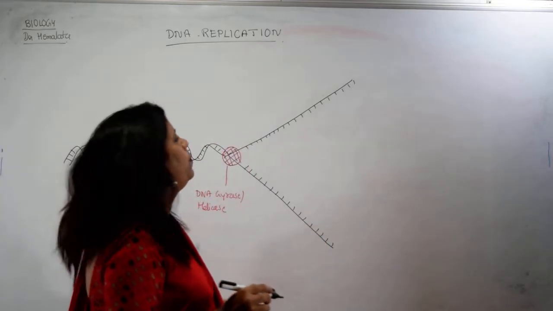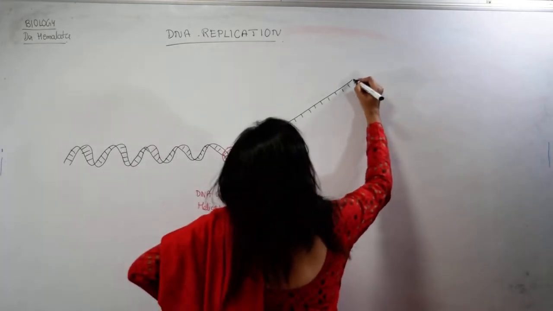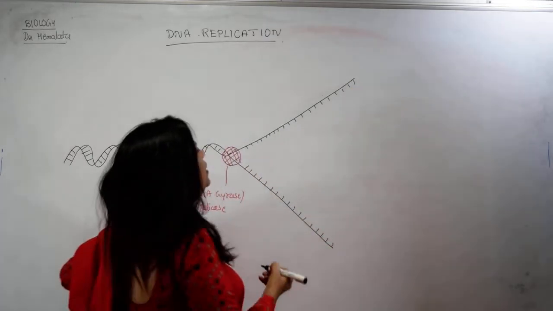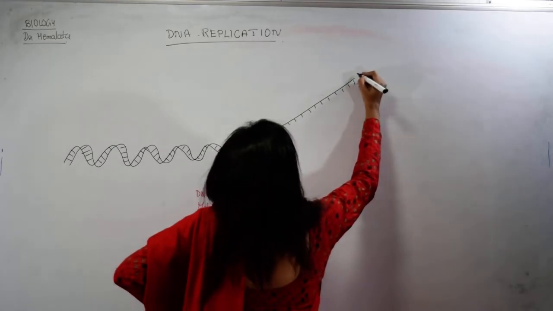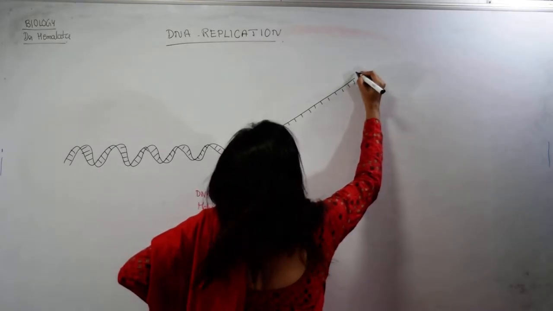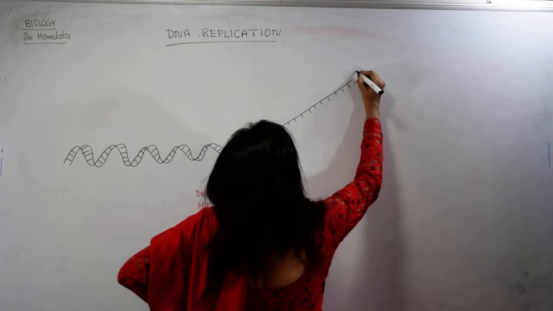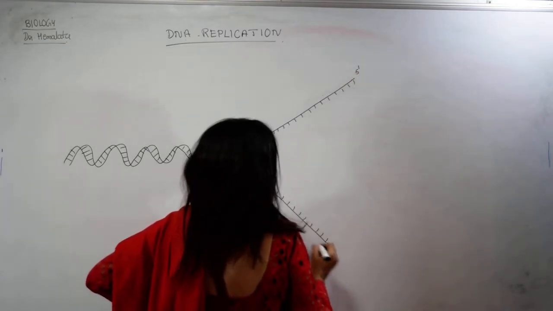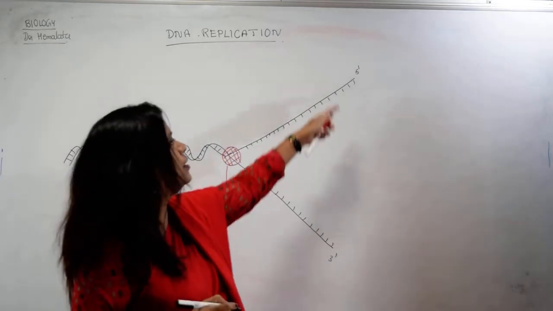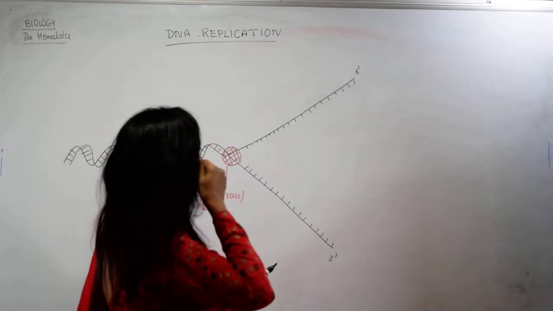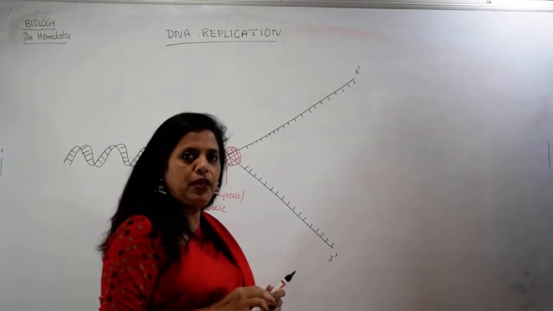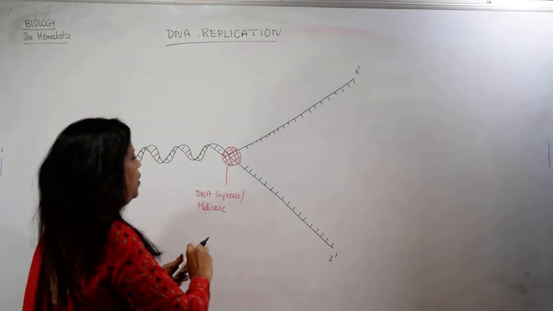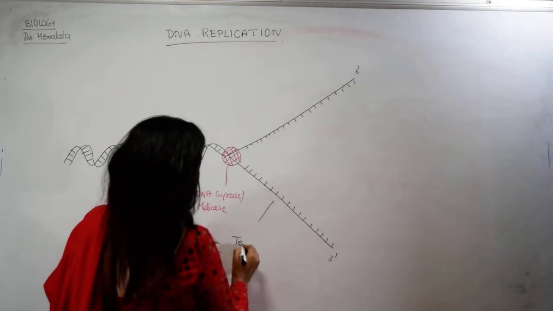Okay, now one strand opens at the 5 prime to 3 prime end and the other at the 3 prime to 5 prime end. This is the 5 prime to 3 prime end. This is the 3 prime to 5 prime end. This is the 3 prime end, that's the 5 prime end. Once it opens up, the nitrogen base binding has to begin on this. Here, both are part of the templates, right? This is one template, that's another template.